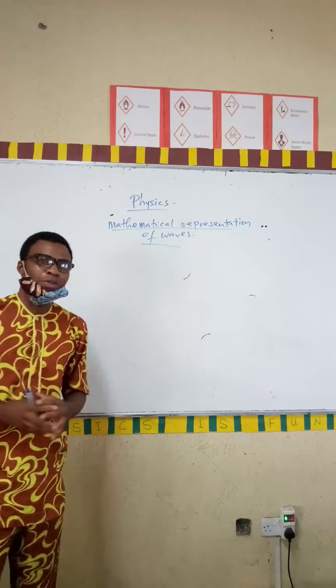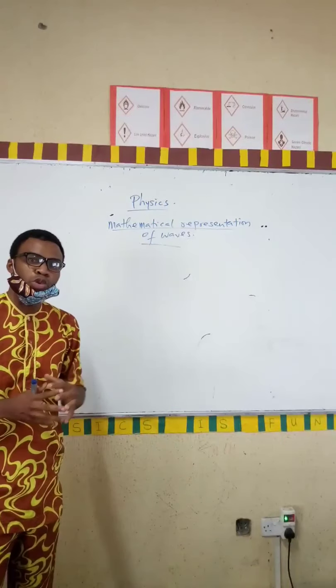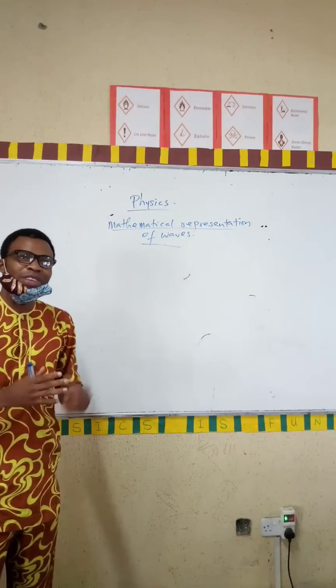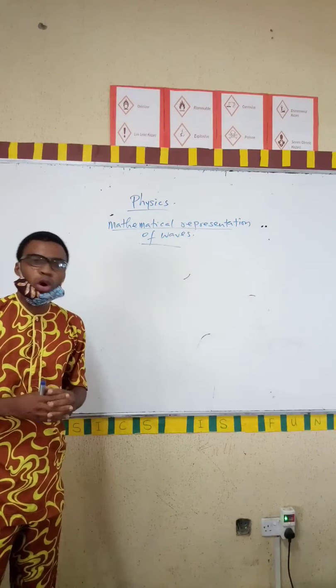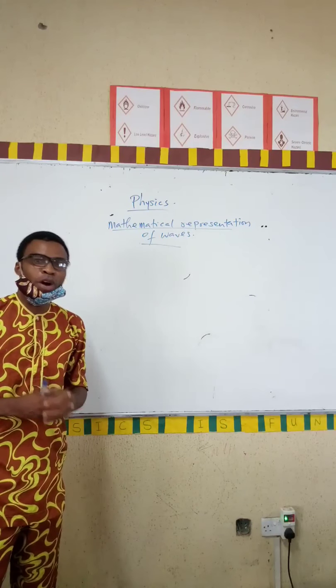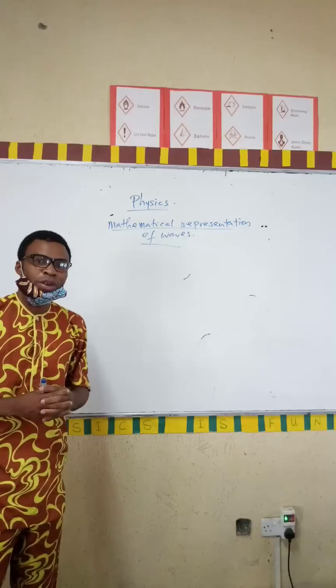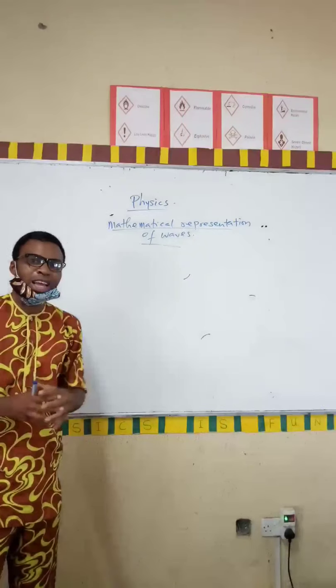What are standing waves? When you have two waves of the same amplitude traveling in the opposite direction and are superimposed or combined together, you have a standing wave or stationary wave. Meaning that a standing wave is also known as a stationary wave.